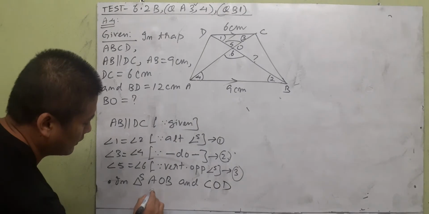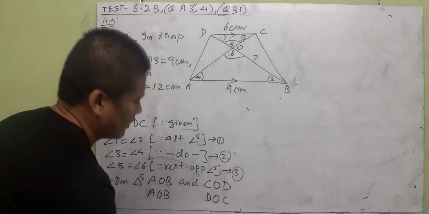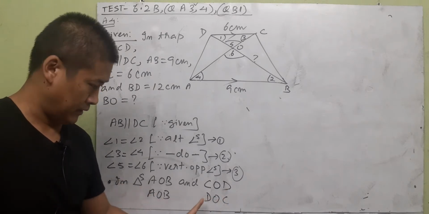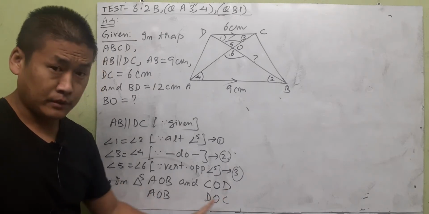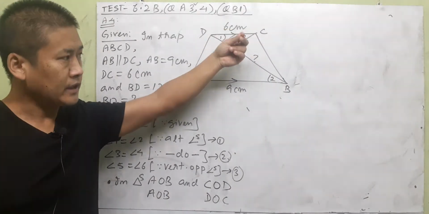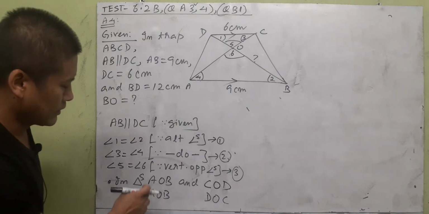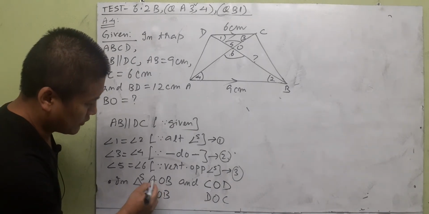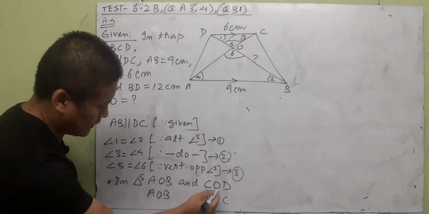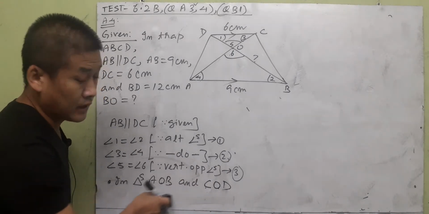What I mean is you cannot write AOB and then just write DOC. Then the vertices will not be corresponding and you will get the next steps wrong, writing the sides and the angles. So when we do similar triangles, the vertices have to be corresponding. A corresponds to C, the second letter O corresponds to O, and B corresponds to D. This order has to be gotten correctly from the beginning.